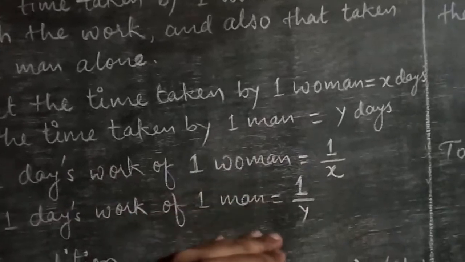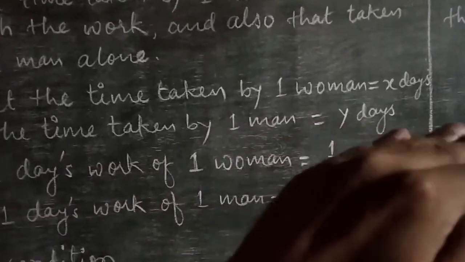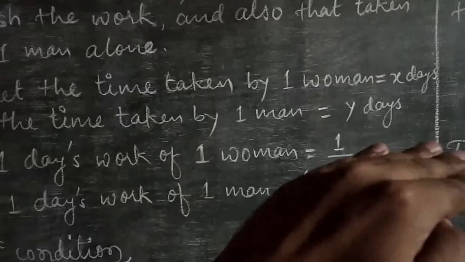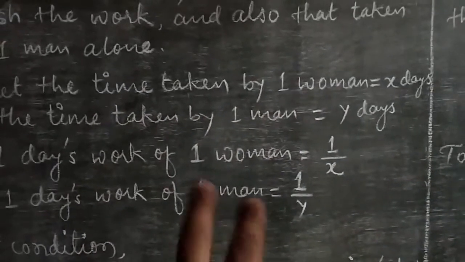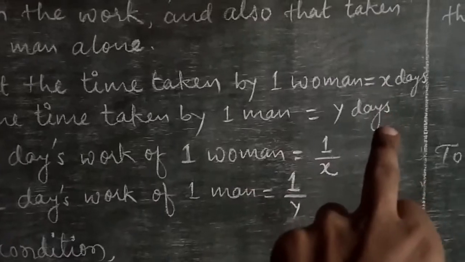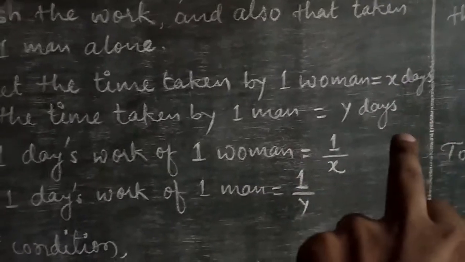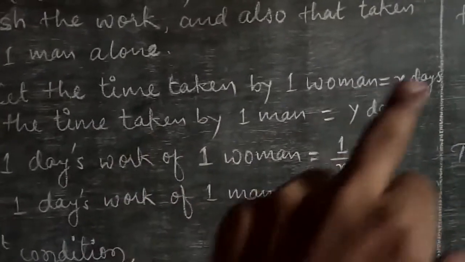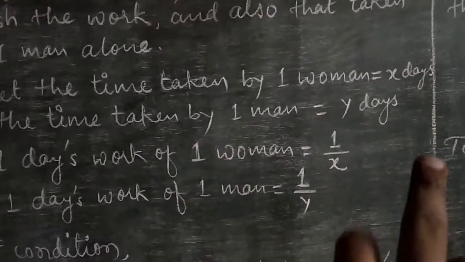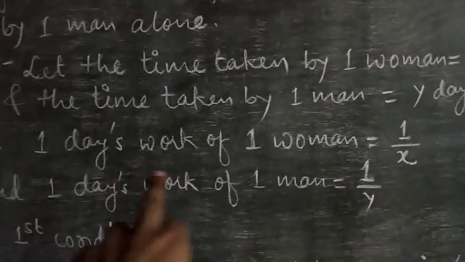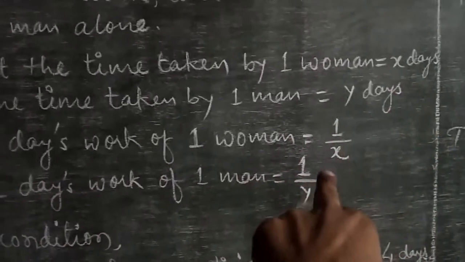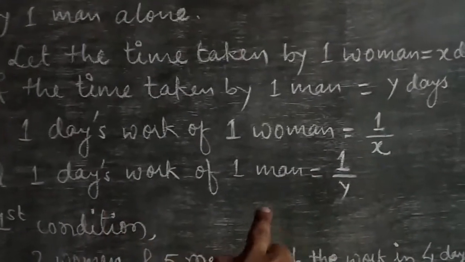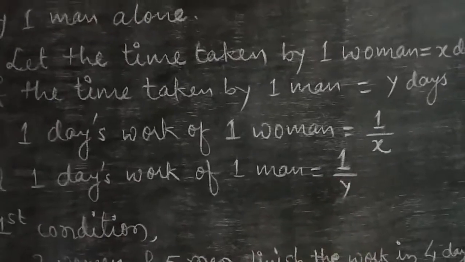When we are completing one work in x number of days, the 1 day's work done will be 1 upon x. That is 1 upon the number of days. Okay. So 1 day's work will be 1 upon number of days. Got it? So 1 day's work of one woman will be 1 upon x, and 1 day's work of one man will be 1 upon y.